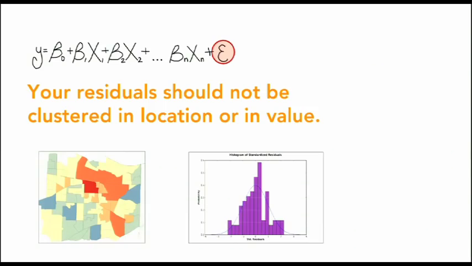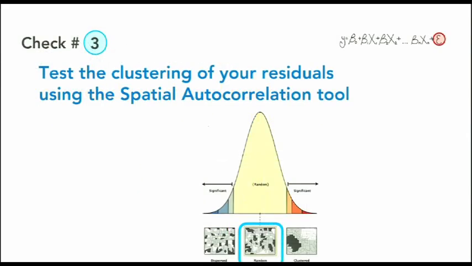So the next one is actually about the residuals, and it's something that Flora already talked a little bit about. So the idea is that our residuals should not be clustered in location or in value. And we've talked a little bit about our residuals not being clustered in location.